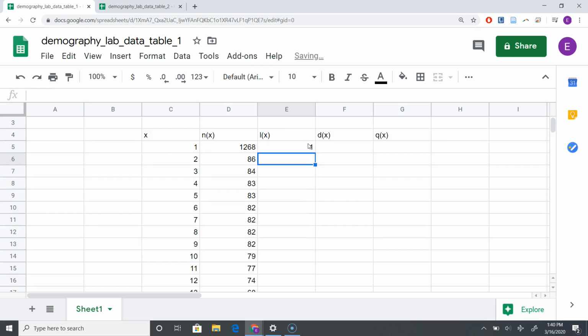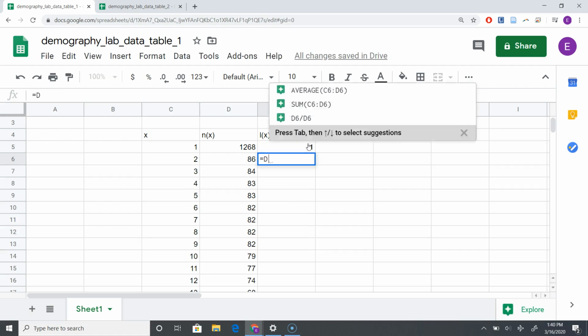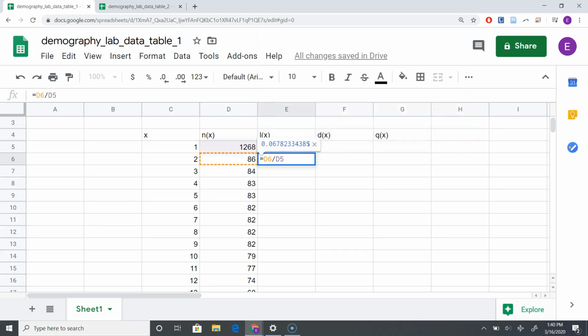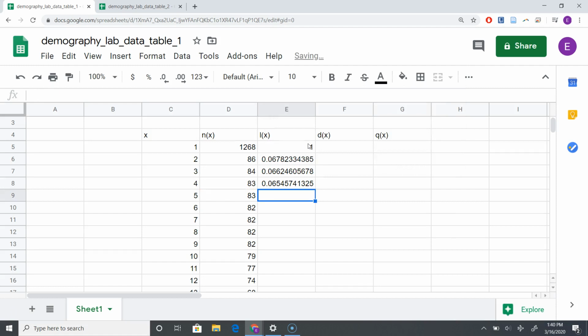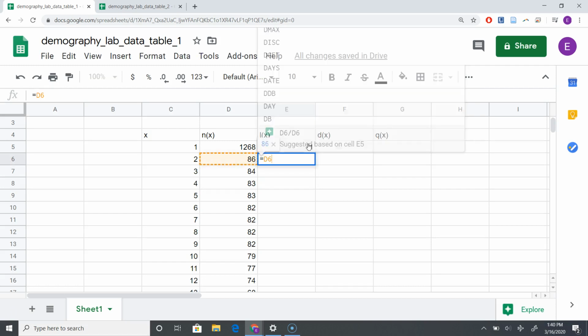So if you'd like, if you don't follow what I'm about to do, you can just say equals D6 divided by D5, equals D7 divided by D5, equals D8 divided by D5. You can do that. If you don't feel like doing that, if you feel like being lazy, which is fine, I'm pretty lazy, you're going to say equals D6 divided by, dollar sign, D, actually we'll just say D, dollar sign, 5.